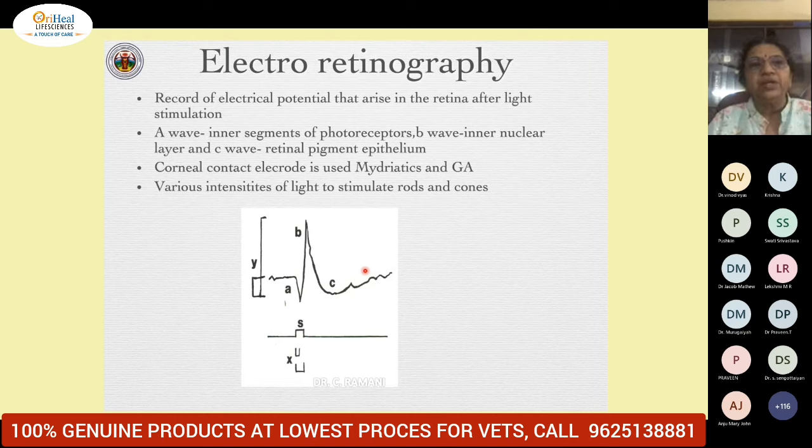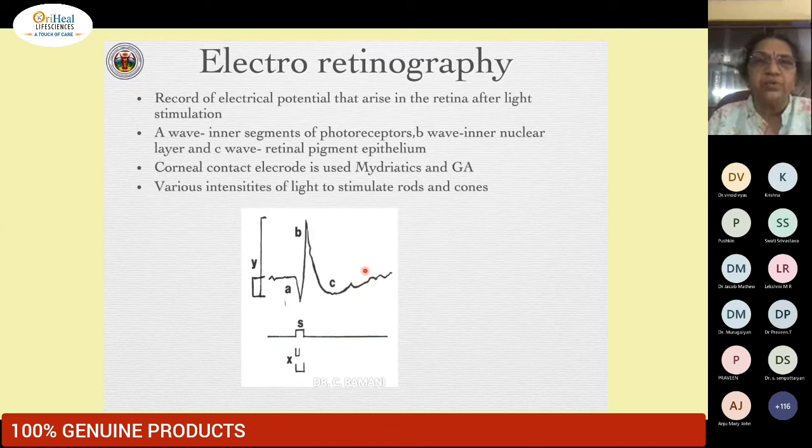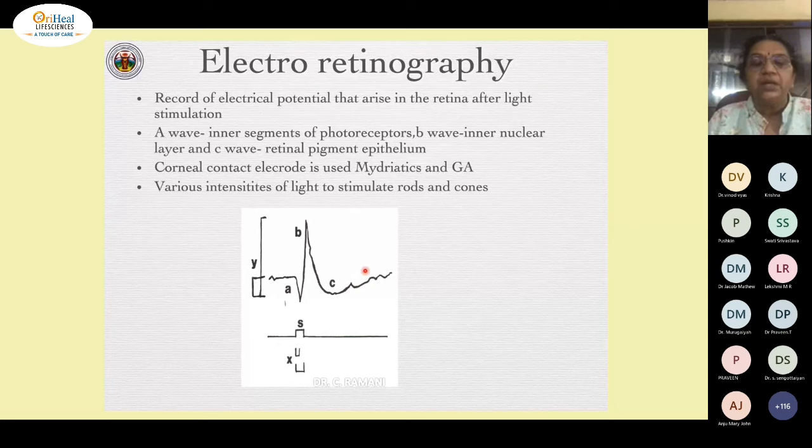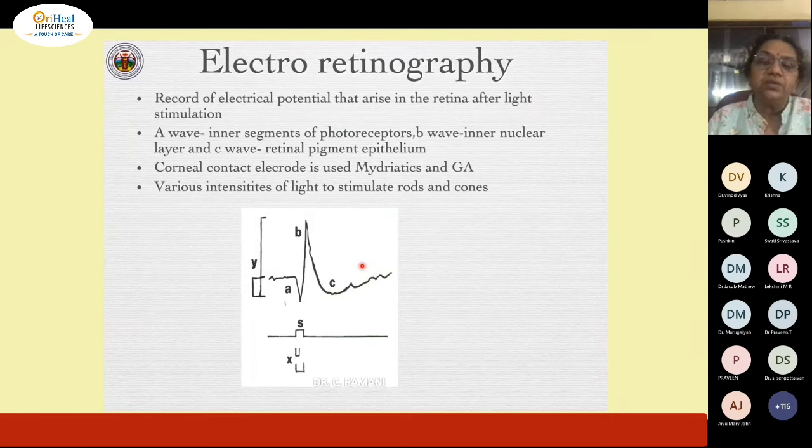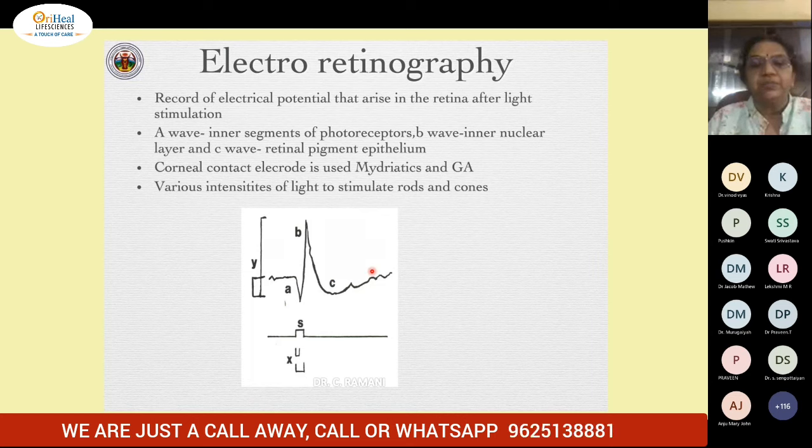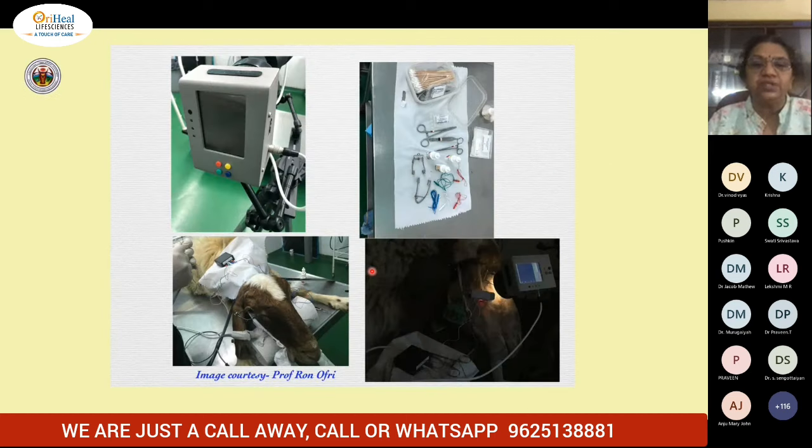So what you have to do in a clinical setting is combine the PLR with asking the owner whether the animal was having vision earlier, prior to cataract occurrence, and if that is normal, then you can proceed with the surgery. You will definitely get a good vision prognosis after the surgery. But the structural deformity in the retina can be assessed with the help of B-mode ultrasonography. ERG is mainly to study the functional aspect of the retina.